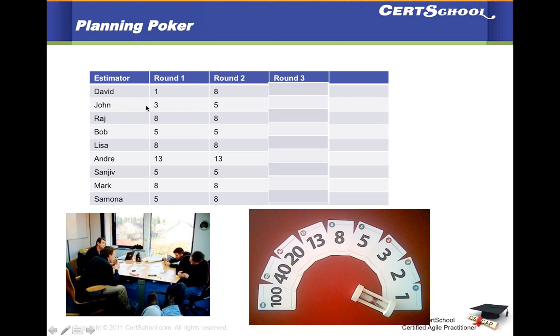Let's say they play round two, and now you can see suddenly David has acquired more knowledge, and his estimate the second time around is 8. And you can see that there's a little bit of fluctuation in others' estimates as well because they've been doing some discussion. Similarly, after round two, again there'll be more discussion, and they'll continue to play round three, until everybody agrees that the actual estimate of that story is 8.